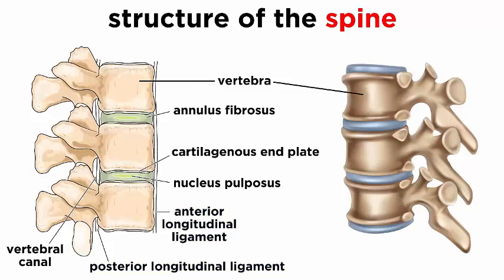There are also shorter ligaments that connect adjacent vertebrae, as well as intervertebral discs. These are cushiony pads made of a nucleus pulposus, which is the more elastic part, surrounded by an annulus fibrosus with lots of collagen. These are found in between each vertebra, acting as shock absorbers when we run and jump.